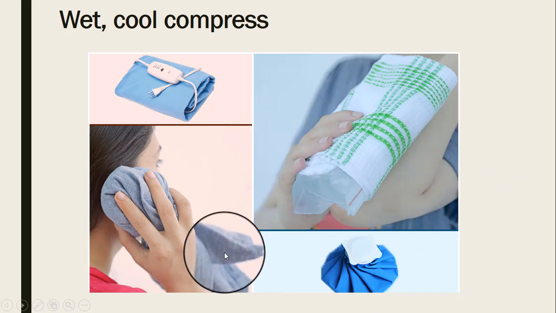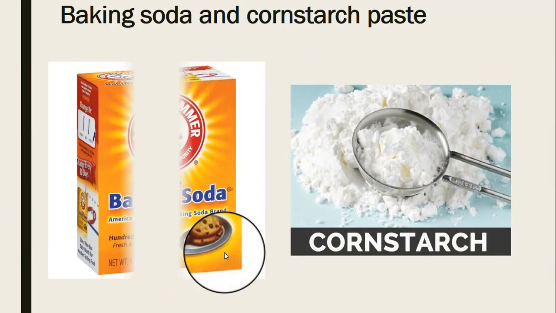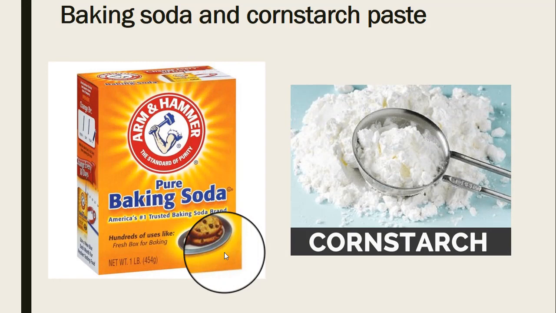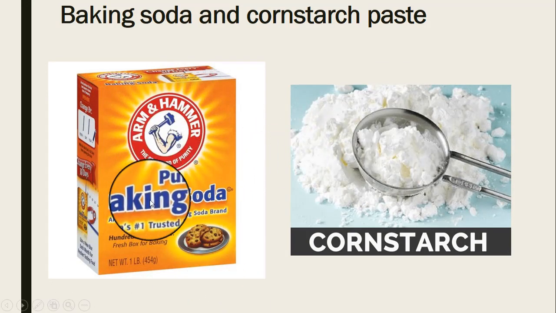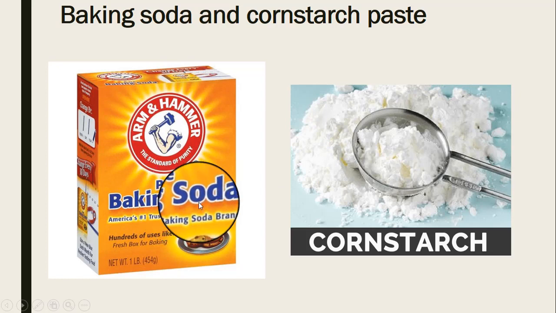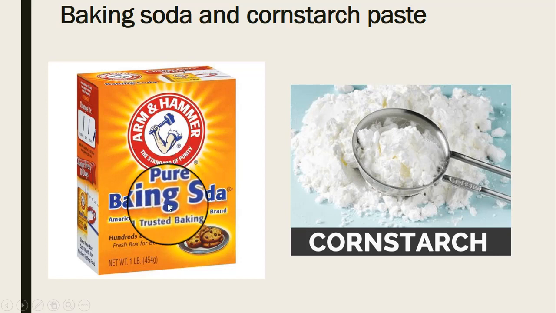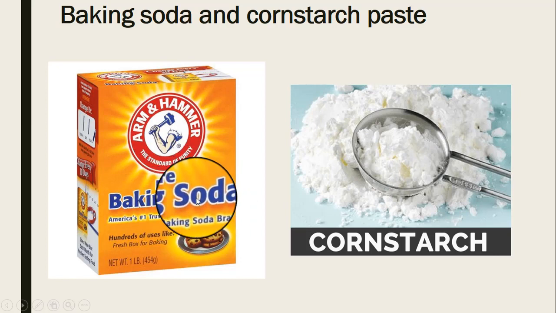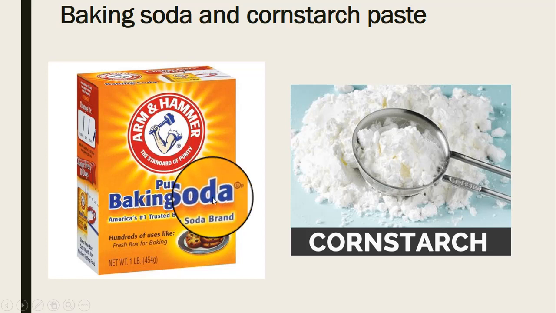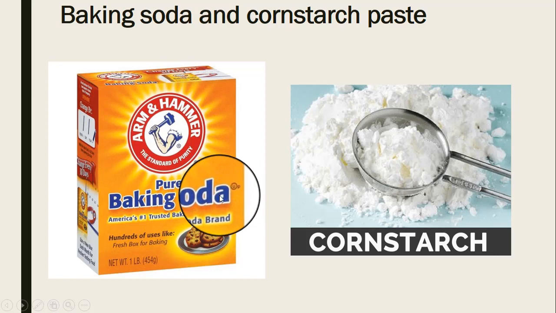Now the third one, baking soda and cornstarch paste. Let's talk about it. Create a paste using cornstarch or baking soda and water to naturally relieve itching caused by a shingles rash. Pour 2 parts cornstarch or baking soda into a cup. Add 1 part water to get the desired consistency for the paste. Apply the mixture to your rash and rinse it off after 10 to 15 minutes. Repeat several times a day as you need it.